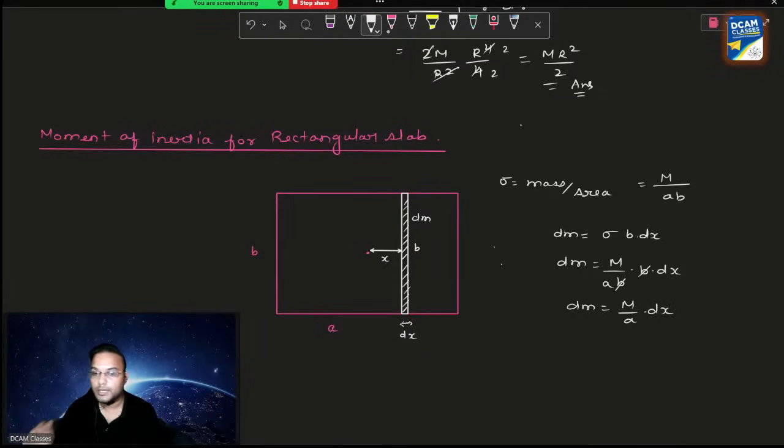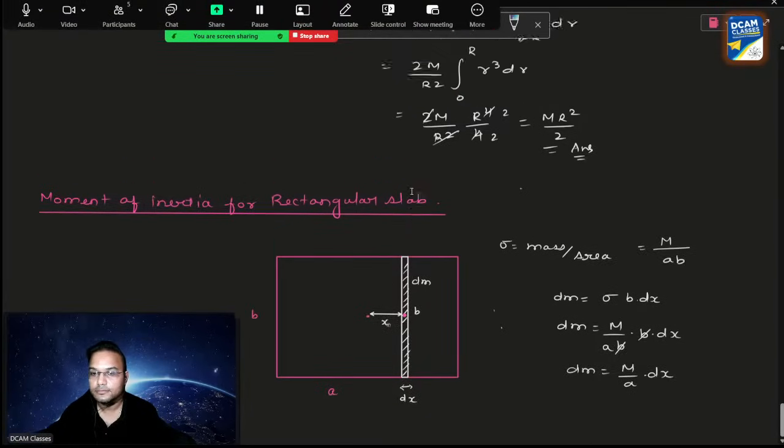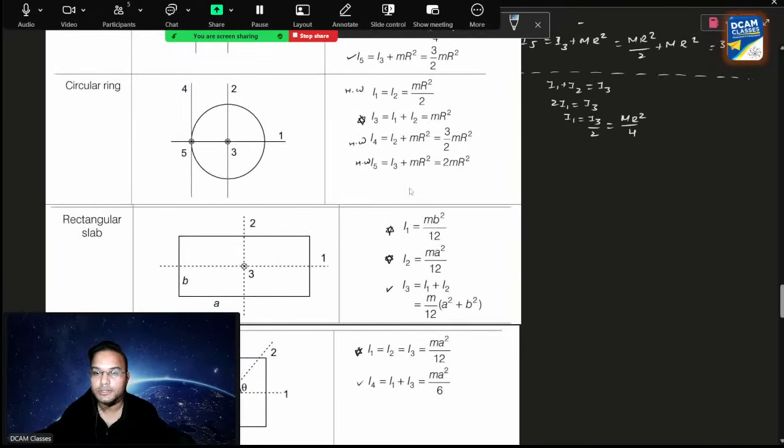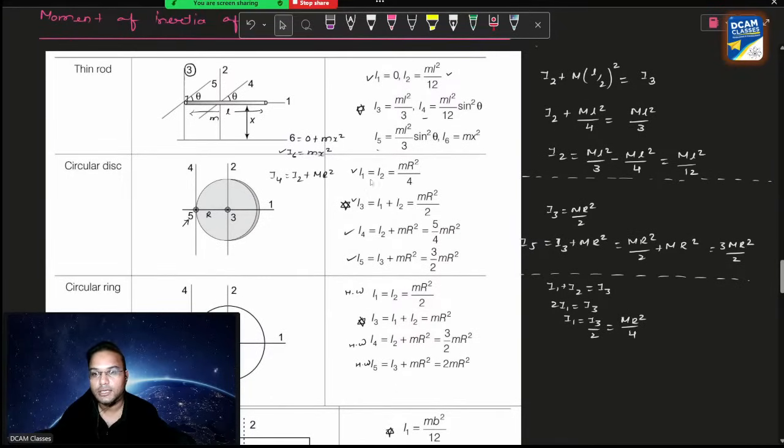Found the mass. Now we are taking the moment of inertia of the rod about an axis passing through its center, perpendicular to it. Does anyone remember that result? I don't expect you to remember, because I only taught you yesterday. The result is ml square by 12. The moment of inertia of the rod about an axis passing through its center perpendicular to it is ml square by 12, right?